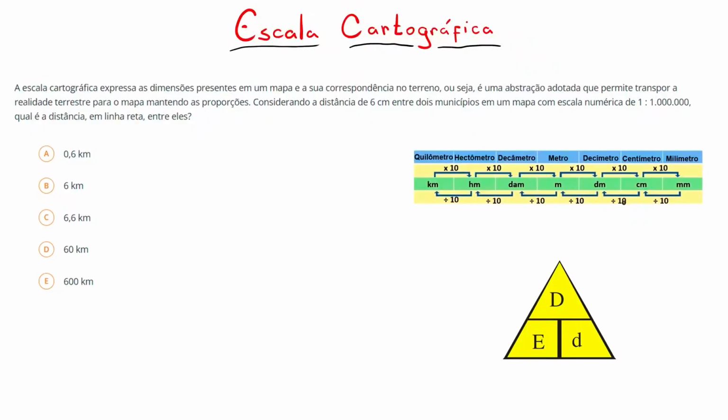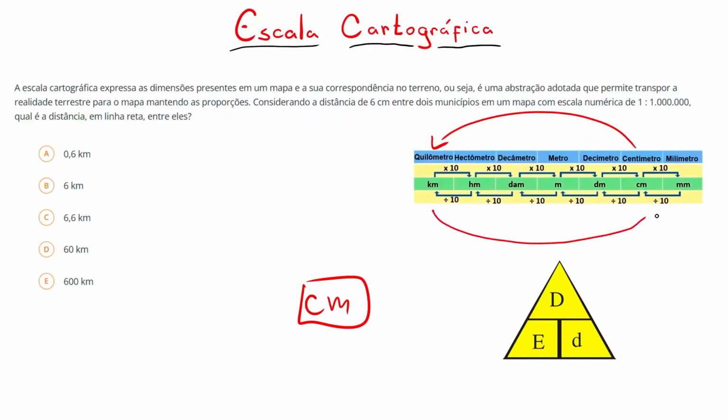I also left the conversion table here. You need to have this memorized, all right? Why is that? The scale will always be presented in centimeters, okay? However, in most exercises, you'll need to convert from centimeters to kilometers, or even do the reverse, from kilometers to centimeters. Some exercises also require conversion to meters. So you need to know how to use these conversion units here. But we'll talk more about this during the exercises, okay?